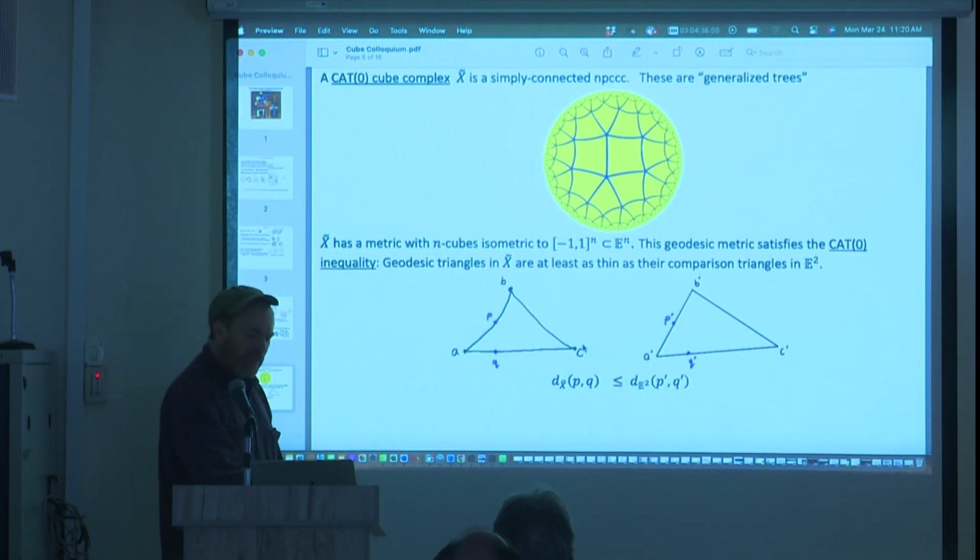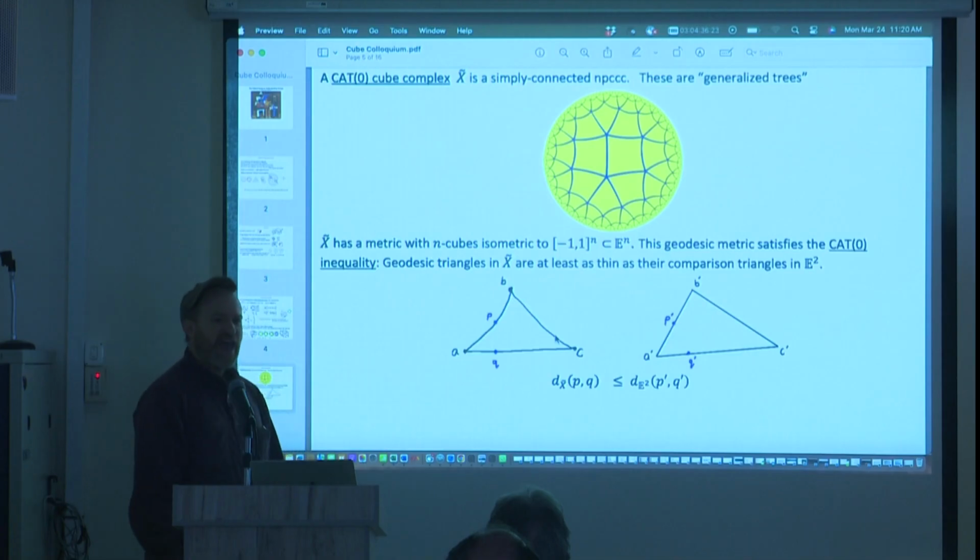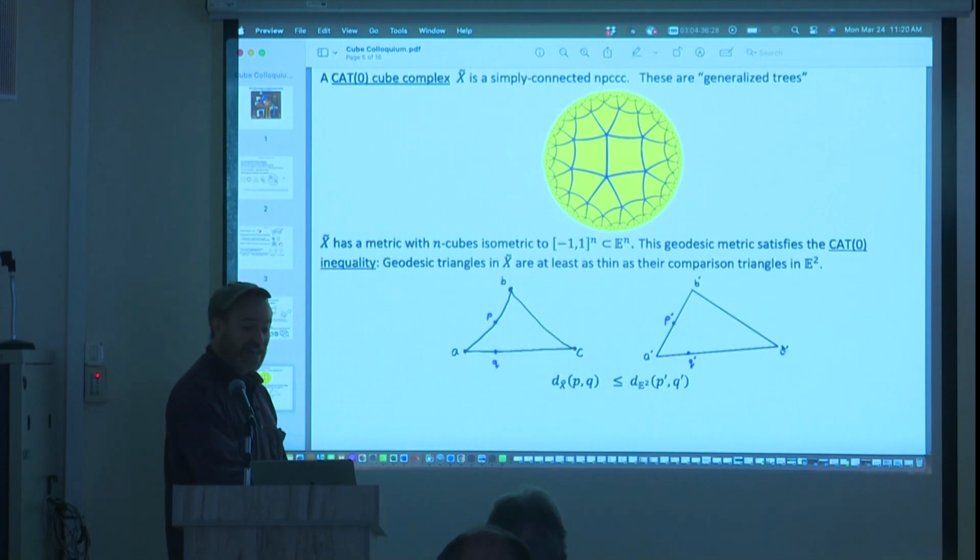A cat zero metric is a metric space where any 2 points are connected by a geodesic, and where for any 3 points like A, B, and C, if you look at any geodesic triangle with vertices at those 3 points, it's at least as thin as a comparison Euclidean triangle. So you take a Euclidean triangle that has the same side lengths. It's a fun puzzle for students of any age, that there exists a Euclidean triangle with the same side lengths, no matter what.